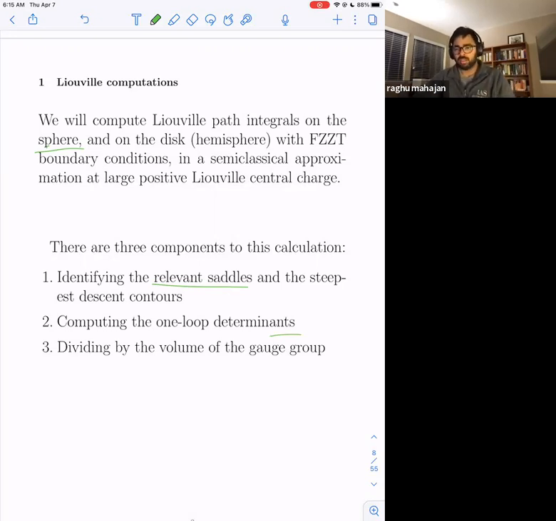In any evaluation of an integral by saddle point, we do the first two steps, but because here we have a gauge symmetry, we have to do step number 3 as well. So that's all we have to do, and we have to do these things carefully.